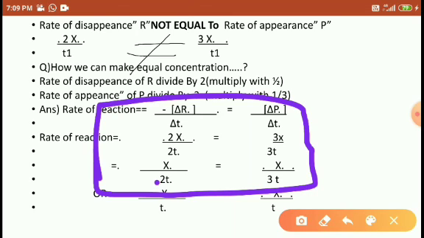What does this 2 indicate? It indicates the stoichiometric coefficient: we are dividing by 2. For the stoichiometric coefficient, we are dividing by 3. This is what the 2 and 3 indicate, right, students?